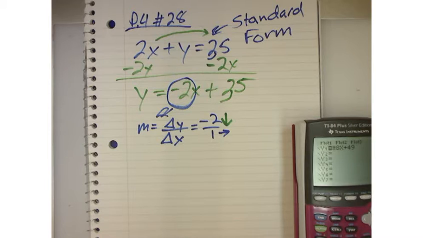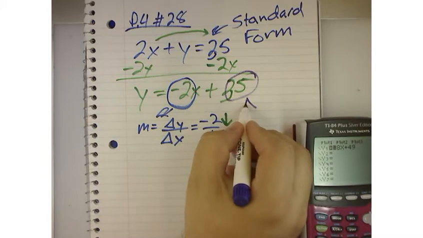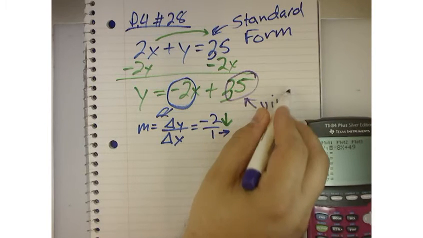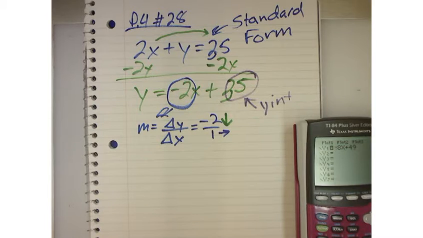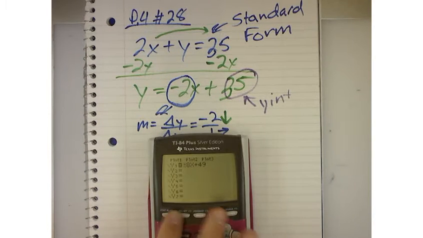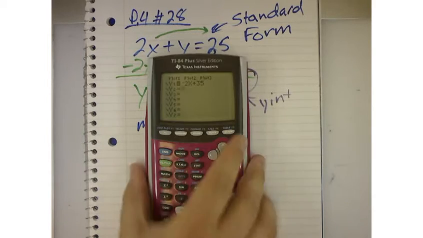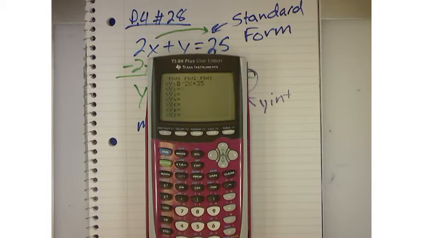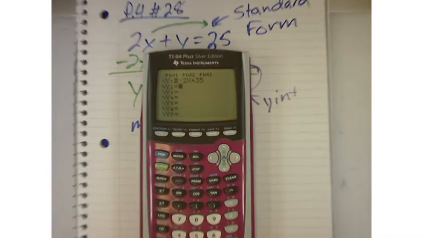So what does the 35 represent? The y-intercept. Cool. So this right here is the y-intercept. Now let's graph it. If I did my work right, graphing it should be easy. Let's clear this out. And so it's negative 2x plus 35. Now that I've got that in there, I want to set the window. So here's where I'm going to need your help.